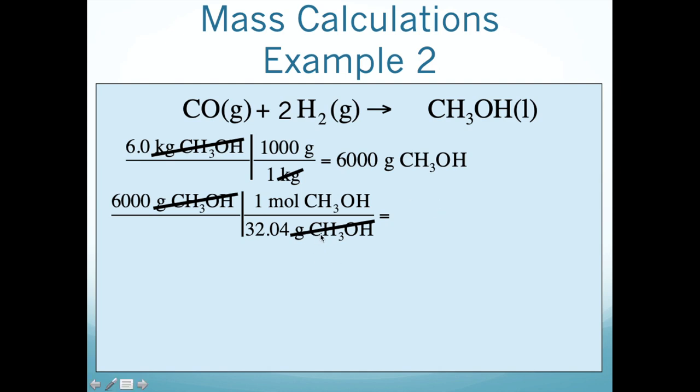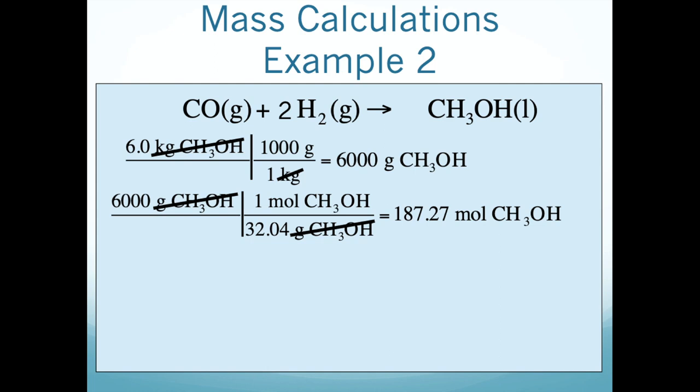Okay, so if you got 32, by the way, it's just 12 plus 3 plus 16 plus 1. That's where that 32 comes from. Okay, so you get moles of methanol. First step's done. Now we want to get to our moles of the chemicals we're interested in.